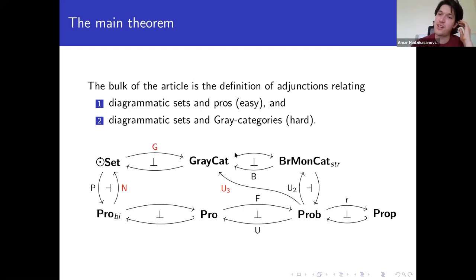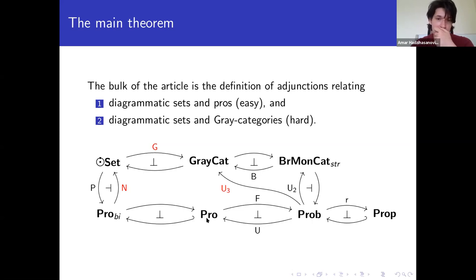This is done through a big chain of constructions, which is summarized in this big diagram. The bits that are important to the statement of the theorem are the ones marked in red. So this is the adjunction between diagrammatic sets and Gray categories, and we have this functor G, which is a realization of diagrammatic sets in Gray categories.